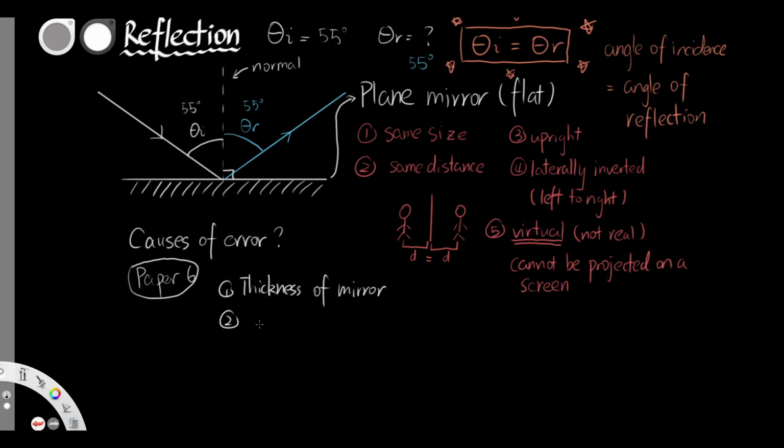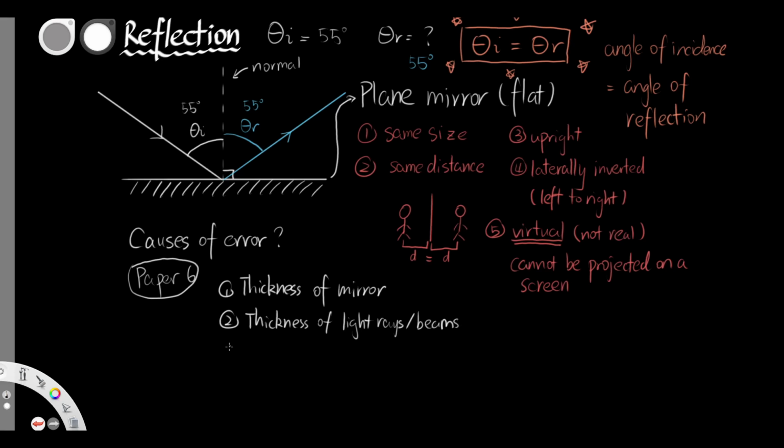Another thing is the light beams themselves. So, thickness of light rays, or you can say light beams. What this means is that if you're using a ray box, let's say, the light beams coming out of that ray box also have a thickness, so you can't quite tell where the middle of that light ray is. So your measurement might be a little bit off.